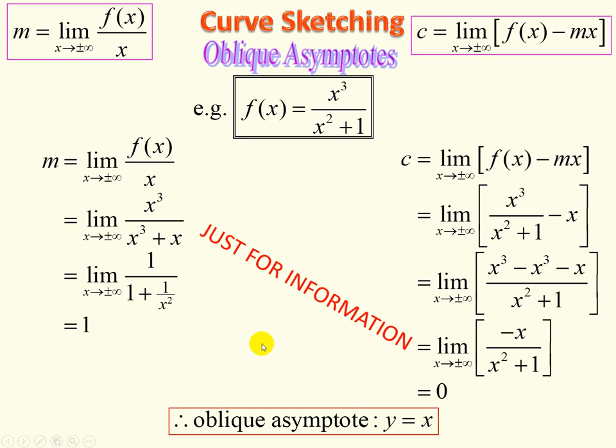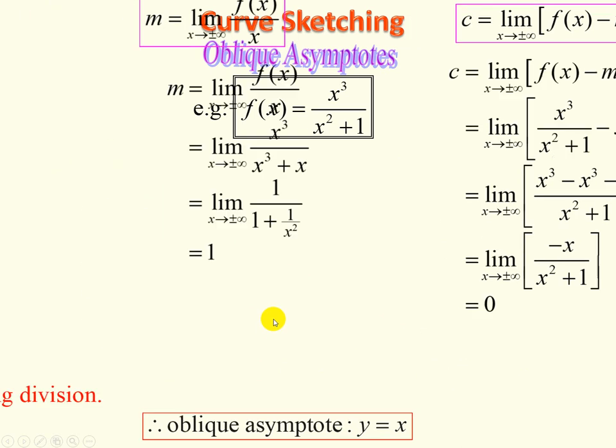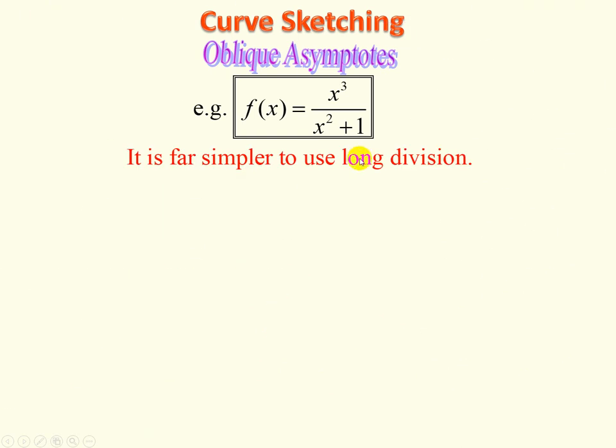But I emphasize that's just for information, because we're going to use a far simpler method. So let's go back to this, and now we're going to use long division. We're going to divide x squared plus 1 into x cubed. There we are, there's the division.